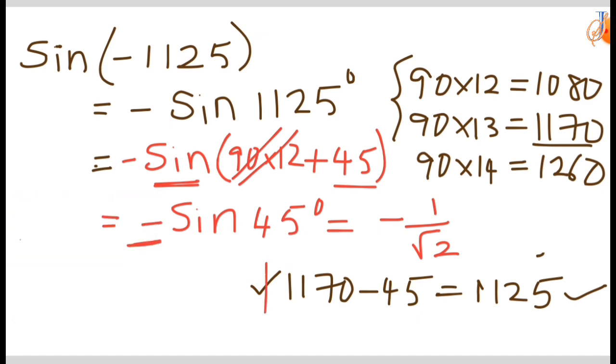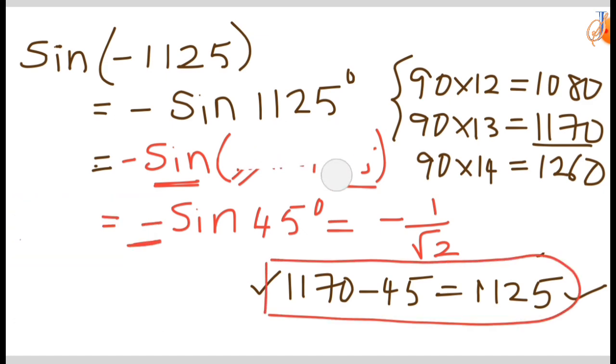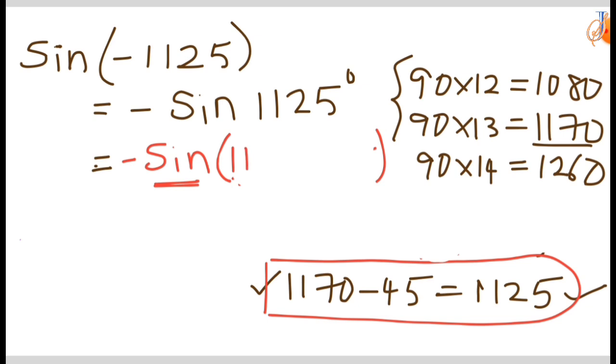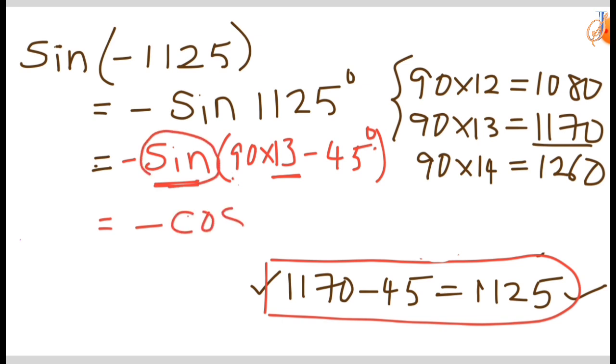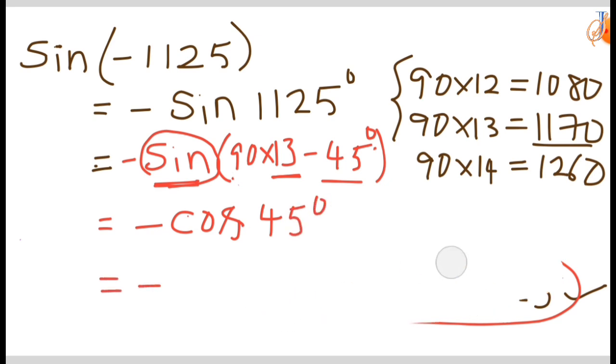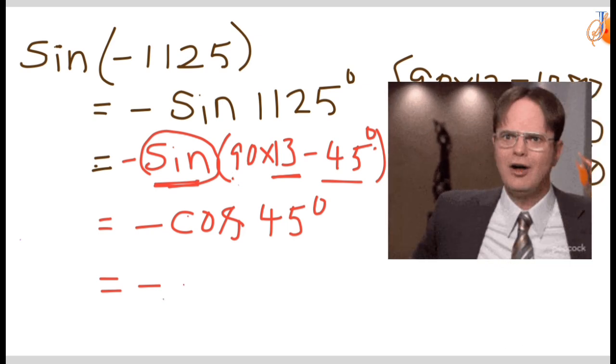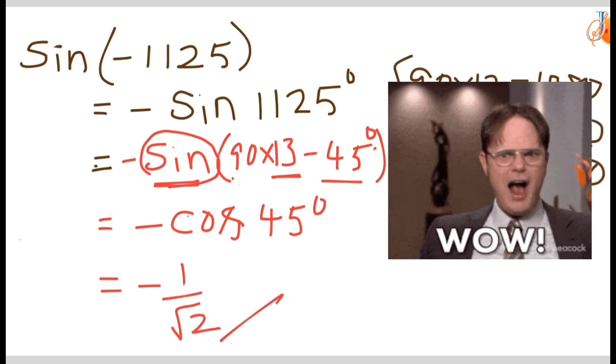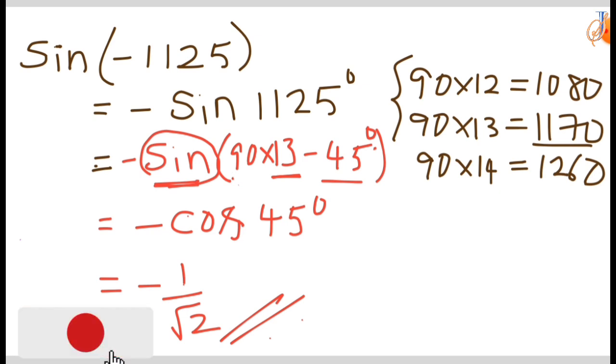Now we will check this with the other condition also. Let's take the angle in terms of 1170 minus 45. So this 1170 we can write as 90 times 13. So here n is odd. If n is odd, we need to change the function. So sine changes into cos. You just write this 45, cos 45. So minus cos 45, the value is 1 by root 2. So in both cases, the value is the same. So minus 1 by root 2. This is the exact value of this trigonometric function.